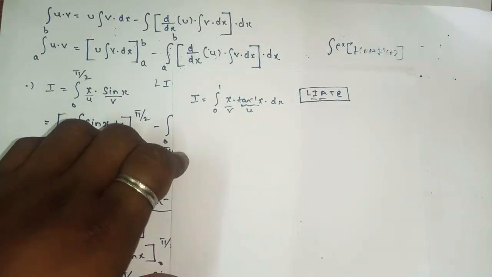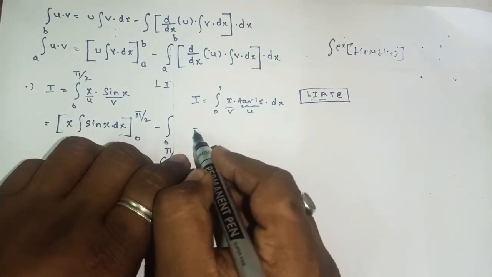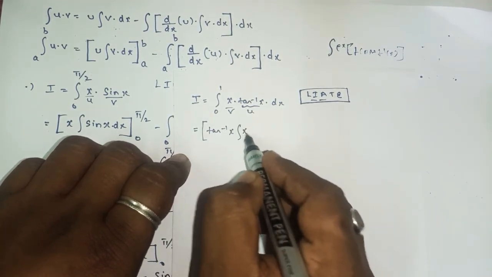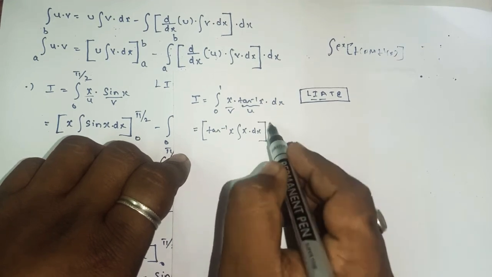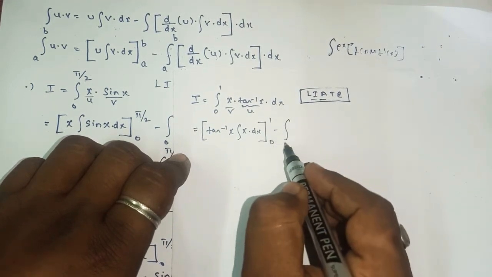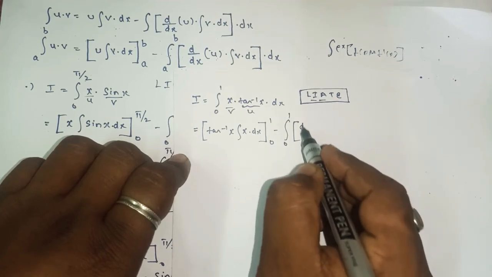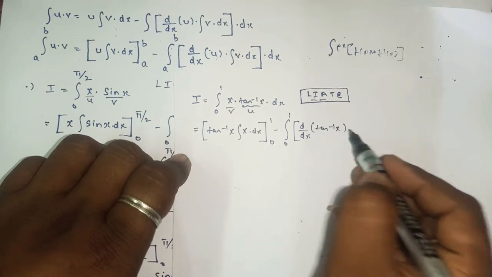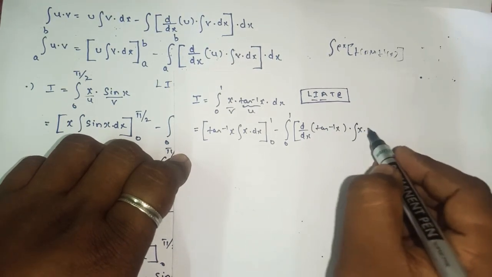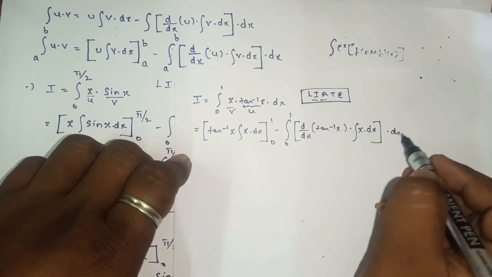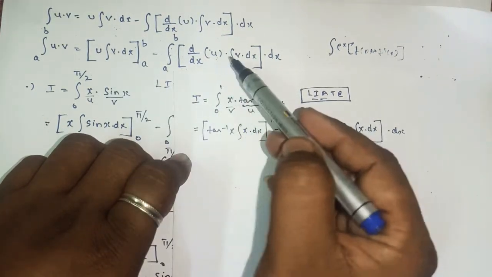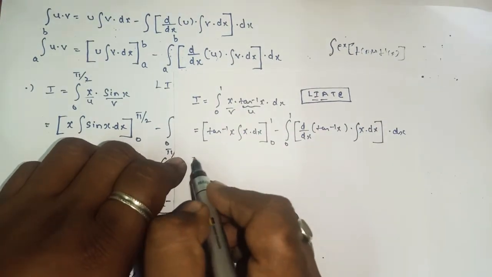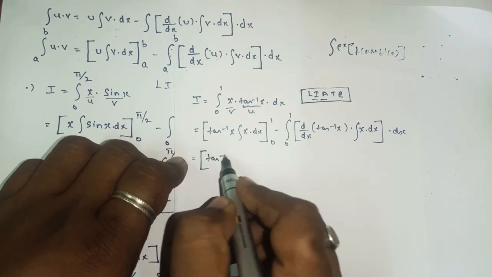So here simply you have to replace u by tan inverse and v by x. Yes or no? 0 to 1, d upon dx of u, where u is tan inverse, integration of x into dx, and then dx. Wherever you see u, replace it by tan inverse and v by x. So tan inverse will be the same as it is.